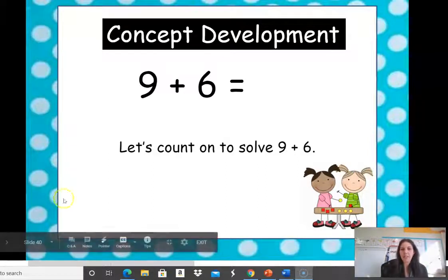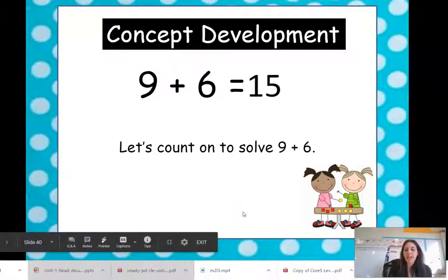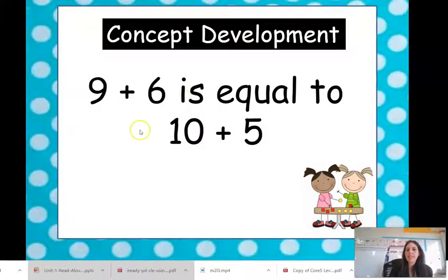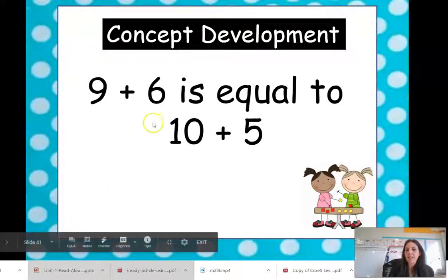Now let's look at if we were going to do it with our 10. So 9 plus 6 is equal to, the answer is the same as 10 plus 5.